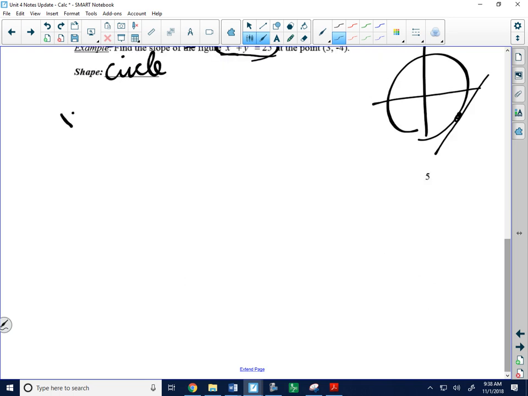Okay, so let me just rewrite it here so I have a little more room. You notice I leave a space there because I'm going to be writing the derivative. So there's my function. Let's find the slope. I do the derivative.